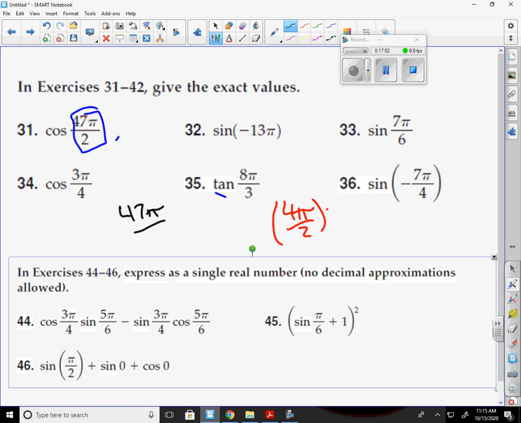47 pi over 2 minus 44 pi over 2. And that just gives me 3 pi over 2. So that's my final answer. That's what this angle answer is anyways. Then if I look at my chart, what is the cosine of 3 pi over 2? That would be 0. Wow, went a whole long way for nothing.